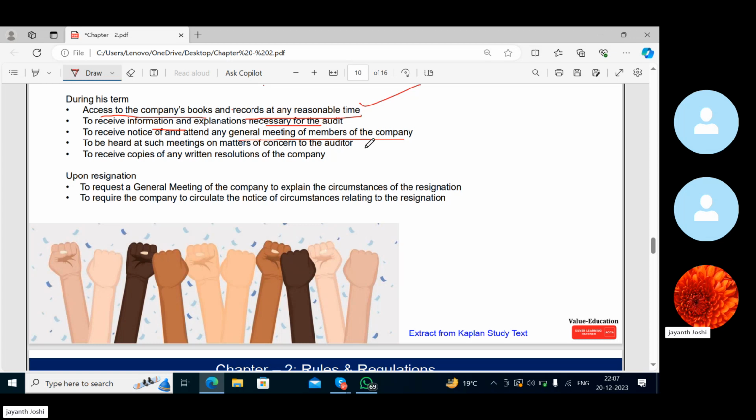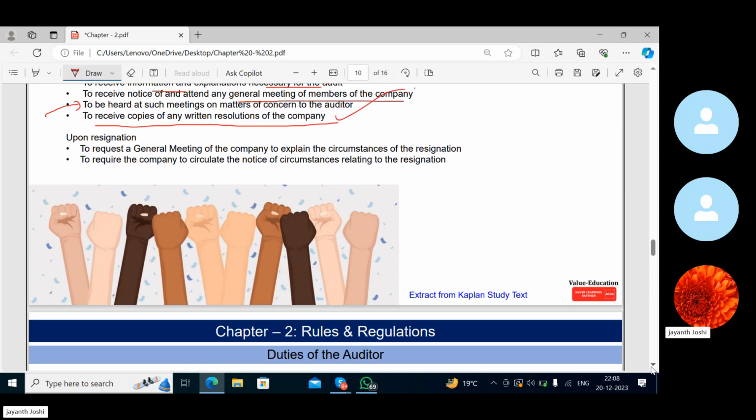On matters of concern to the auditor, like anything they are skeptical about. Always an auditor should have a skeptical, questioning mind. So they have certain things they want to know, and their viewpoint should be heard at such meetings on any matter of concern. And they also have the right to receive copies of any written resolutions of the company. That means what the company has decided in the meetings and what the resolution is, like what the majority of people want. Then upon resignation, to request a general meeting of the company to explain the circumstances of resignation, like why the auditor has to resign, and to require the company to circulate the notice of circumstances relating to the resignation.